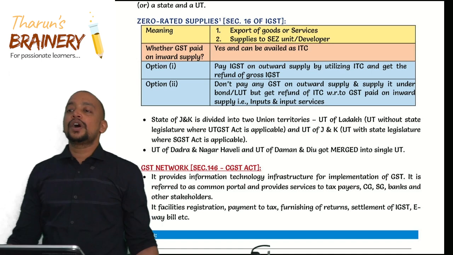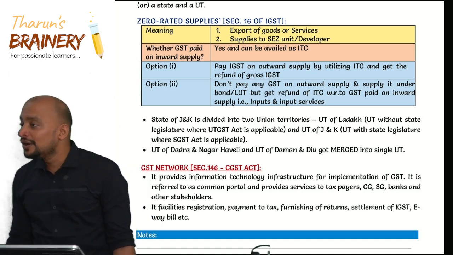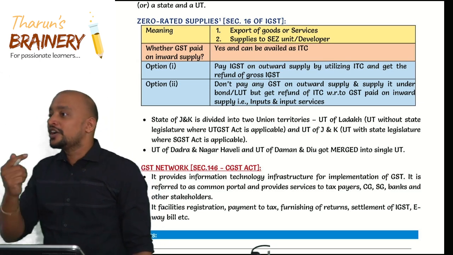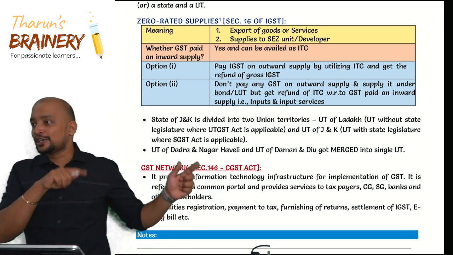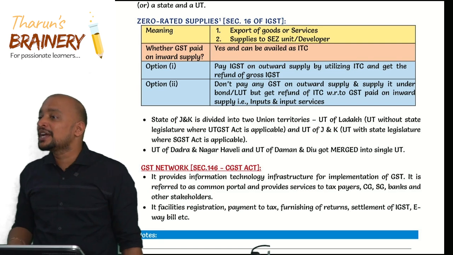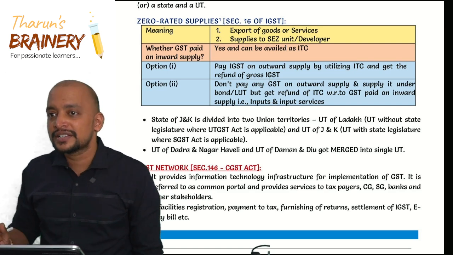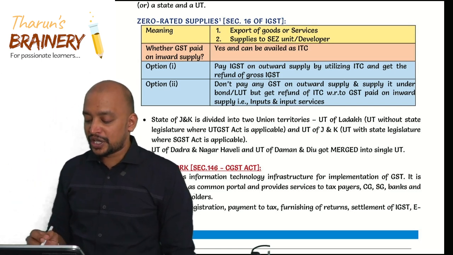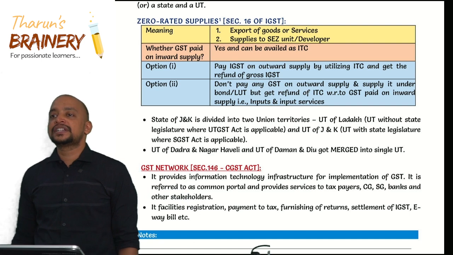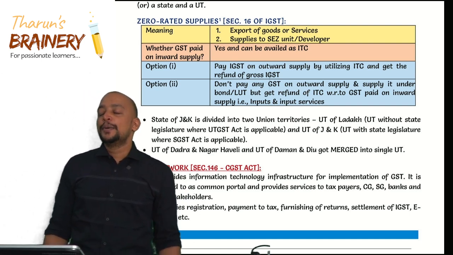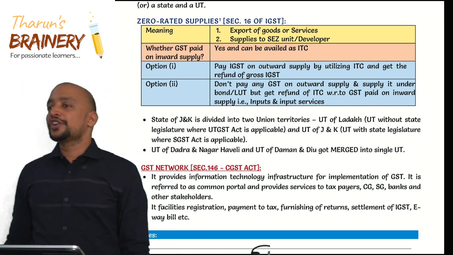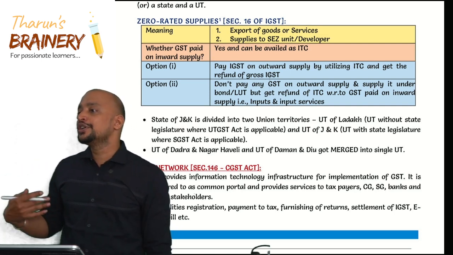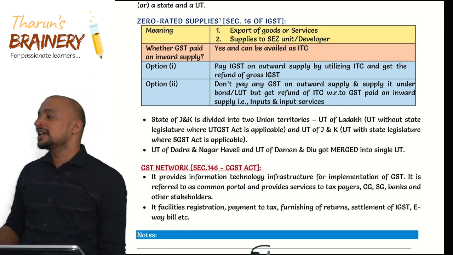In this option 1, what happened to my tax burden? It became 0. How? On outward supply, how much I paid? 80,000. I got it as a refund. On inward supply, how much I paid? 1 lakh. That also I got as a refund. So the burden will become 0. So that's why it is known as zero rated supply. Then second option I have. What is the second option? Don't pay any GST on outward supply and export it under bond or LUT, letter of undertaking. By executing a bond or by executing a letter of undertaking, I will be making supplies.